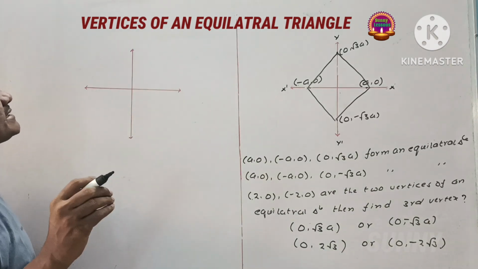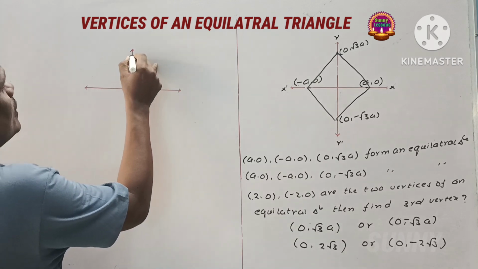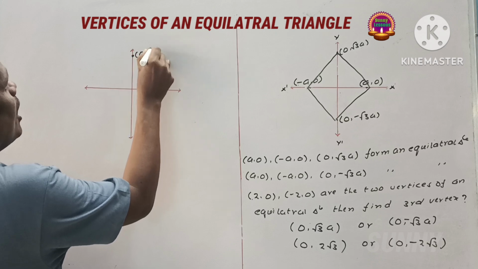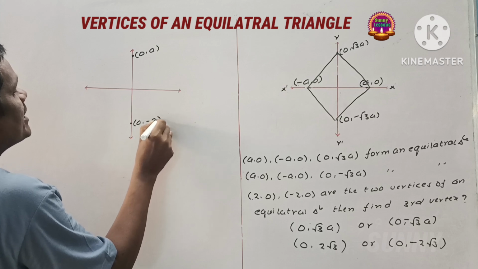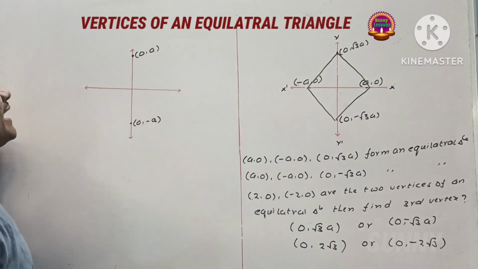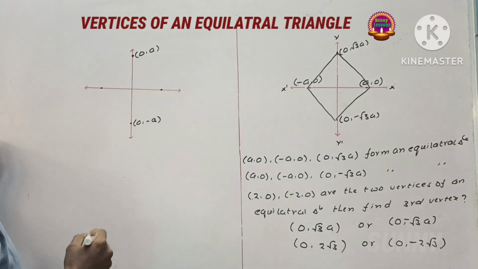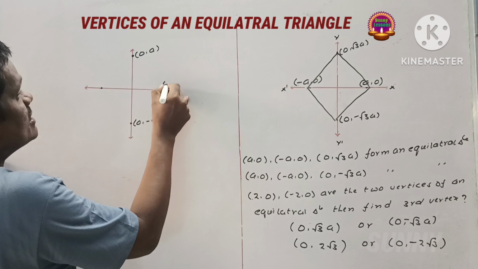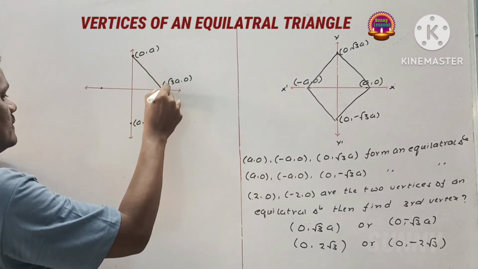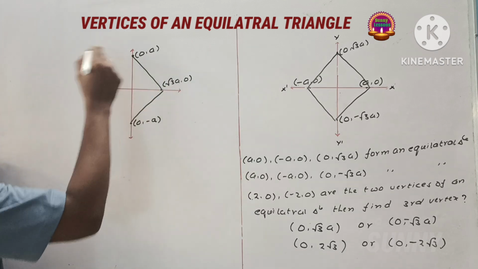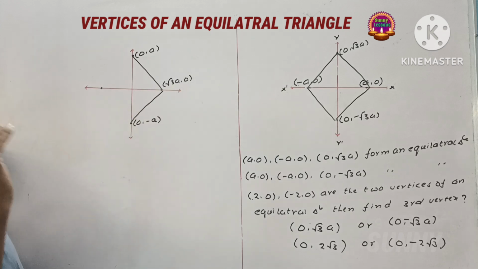Next, the second model is: if two vertices are given on the y-axis, then find the third vertex. So take (0, a) on the positive y-axis and (0, -a) on the negative y-axis. The third vertex of the equilateral triangle lies on the positive or negative x-axis. Take the third vertex as (root 3 a, 0). If you join these three points, an equilateral triangle is formed. So (0, a), (0, -a), (root 3 a, 0) form an equilateral triangle.